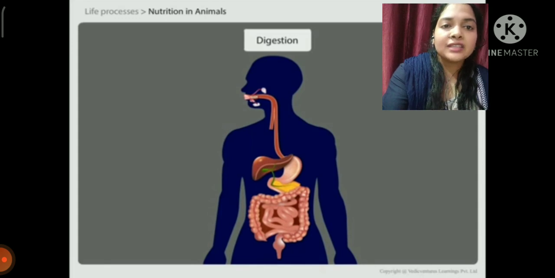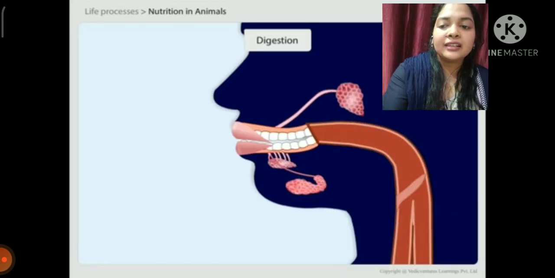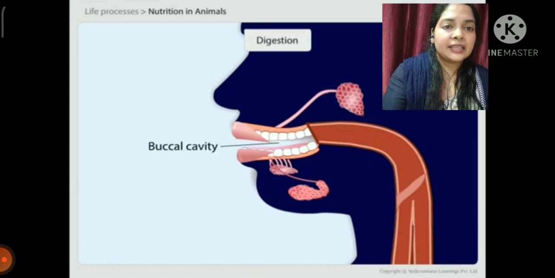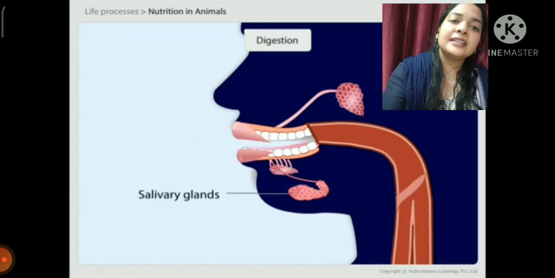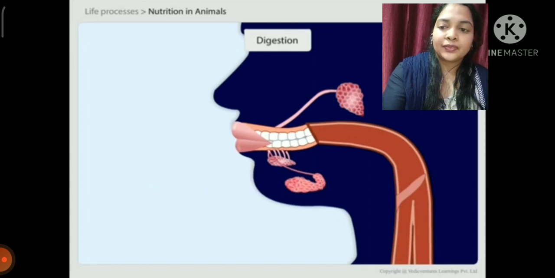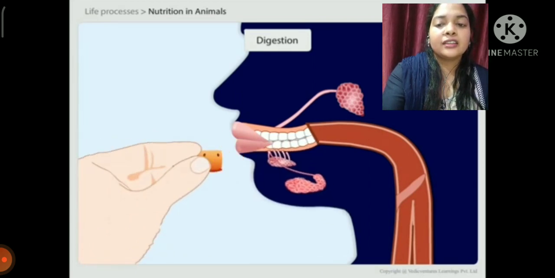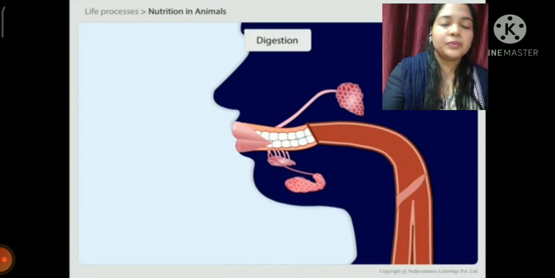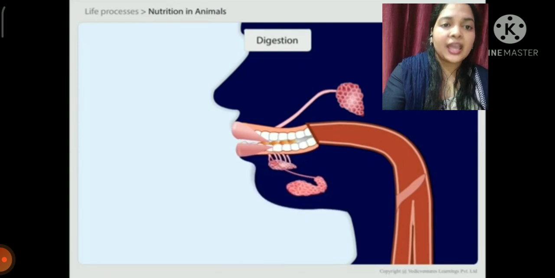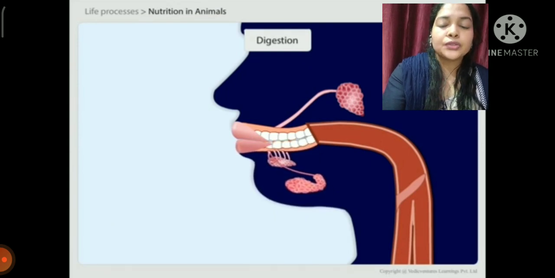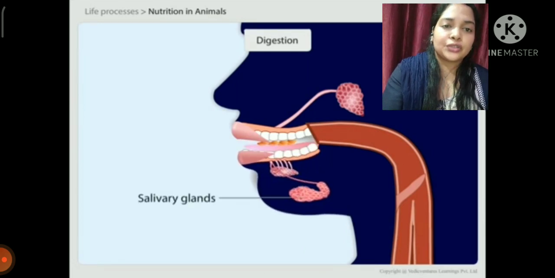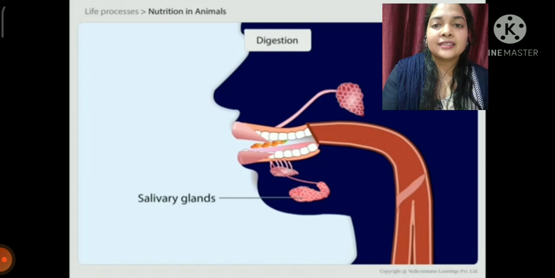The mouth cavity or buccal cavity contains teeth, tongue and salivary glands. The teeth cut the food into small pieces, chew and grind it. So, teeth helps in physical digestion. Salivary glands produces saliva which mixes with the food.